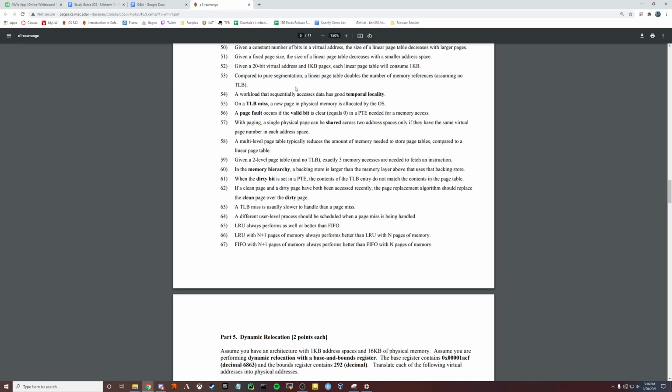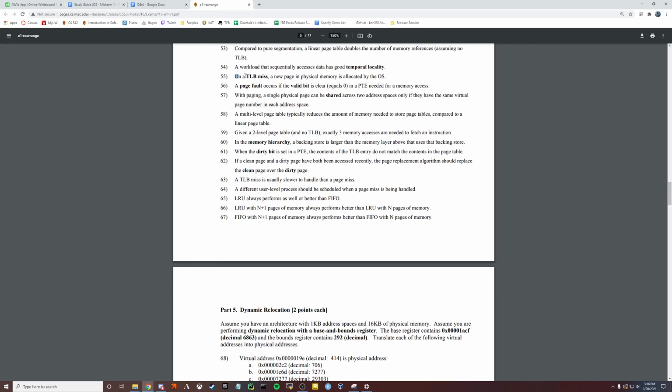54, a workload that sequentially accesses data has good temporal locality. That's false. That's, what's it called, spatial locality. Yeah, right. Because it's doing it sequentially, which means the accesses are right next to each other. So this is false. It should be spatial locality.